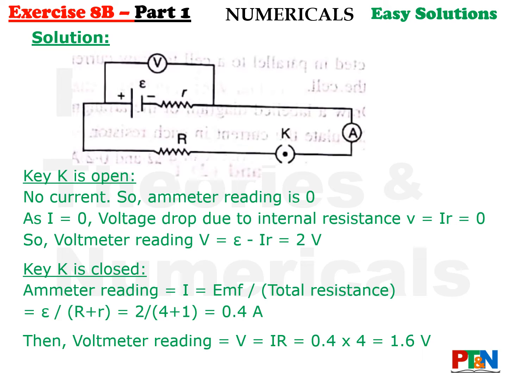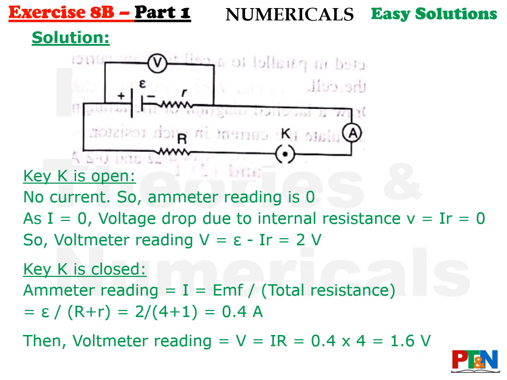When the key is open, there is no current, so the ammeter reading will be 0. As I is 0, the voltage drop in the internal resistance of the cell, which is I into small r, is also equal to 0. So the voltmeter reading will be the same as the EMF, which will be 2 volt.